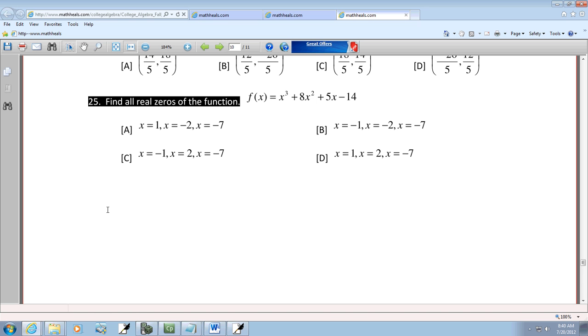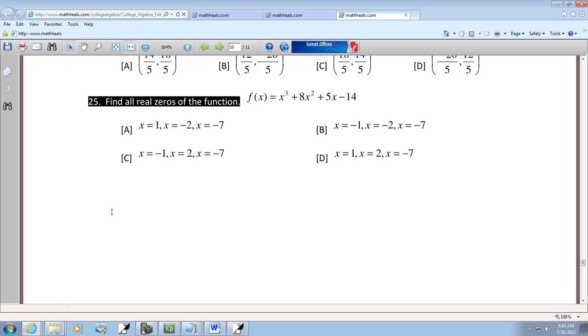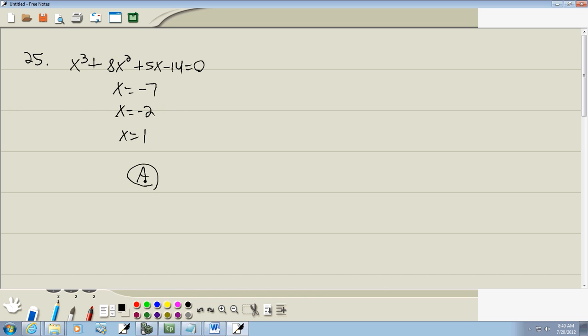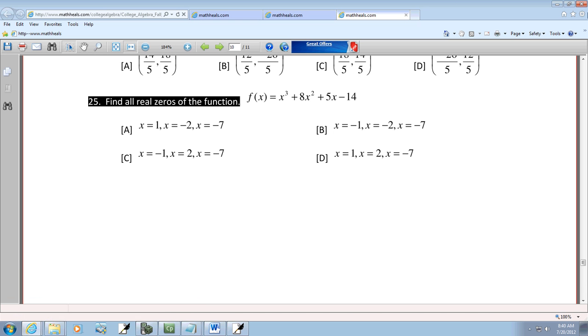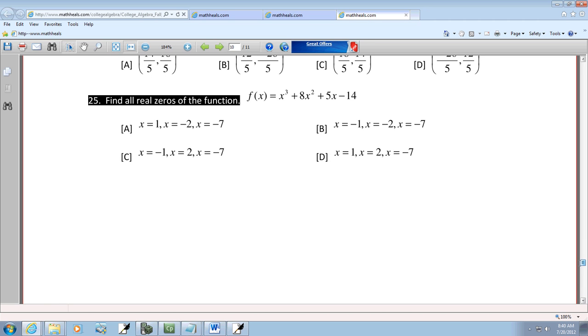Okay, so with the calculator, we found all three answers. Your largest power of x tells you how many answers you're going to have. 1, -2, -7. Looks like A would be your answer. Let's go down and confirm that. 25A. Okay, now let's show how to do this by hand.